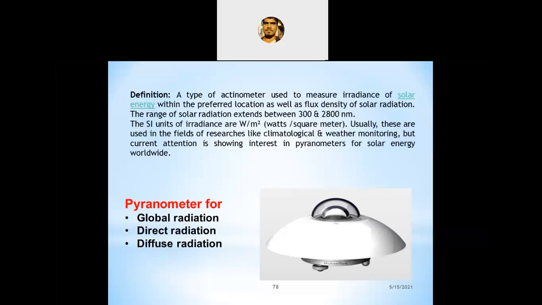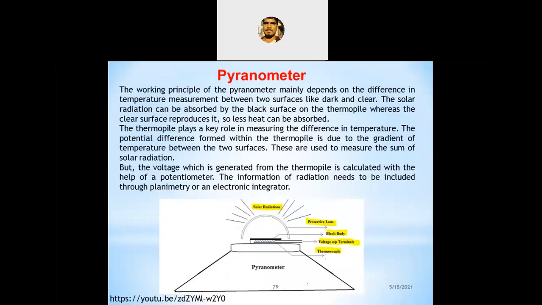And in pyranometers, there are 4 or 5 important types, okay. So Apelli pyranometer, Eppley solarimeters, that is the photovoltaic cell type, and bimetallic actinometers, and thermoelectric pyranometers. There are so many types of pyranometers, okay. So first we will discuss the Apelli pyranometer.